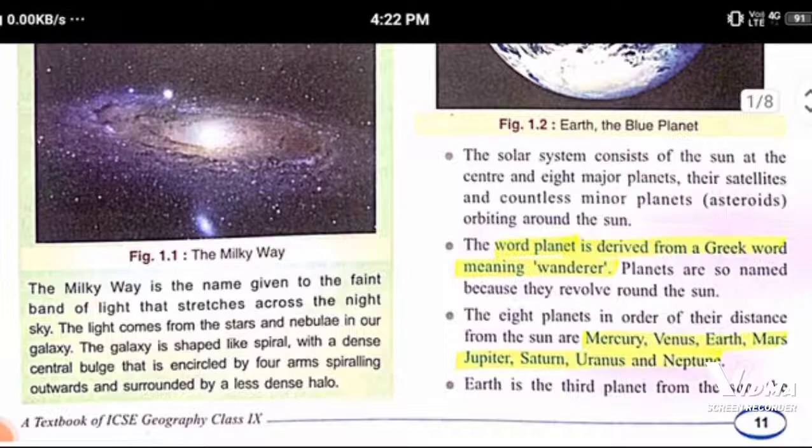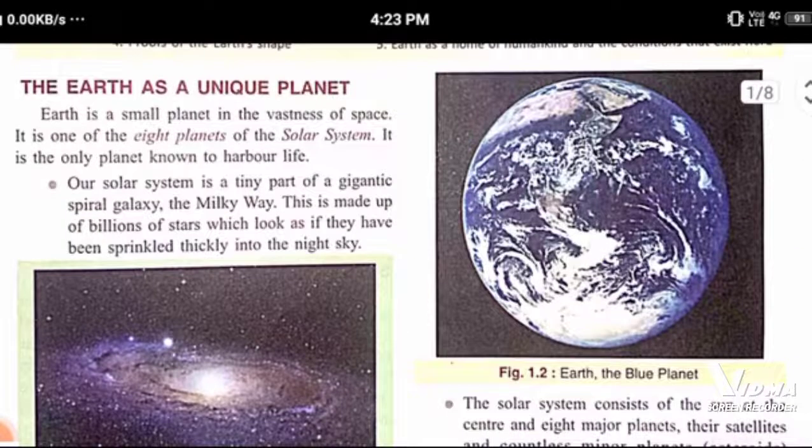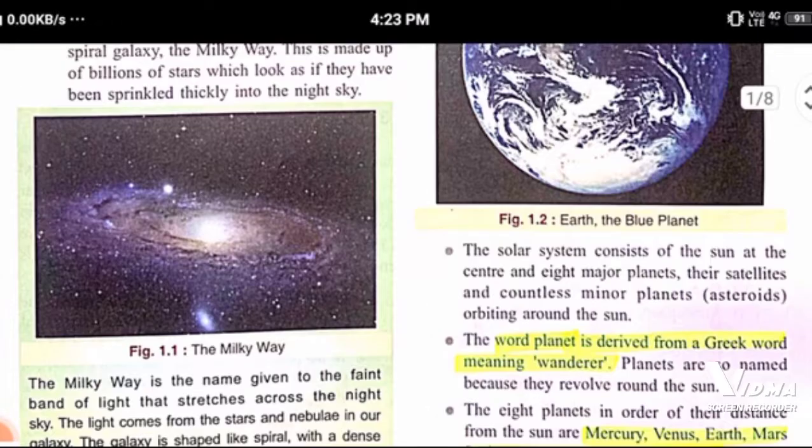So what is a halo? It's not the greeting halo, it's a different halo. It is a circle of light. You would have seen portraits or pictures of saints with a circle of light behind or around them. That is called a halo. So in this paragraph they have told us that it is surrounded by a less dense halo, meaning it's not a dense halo.